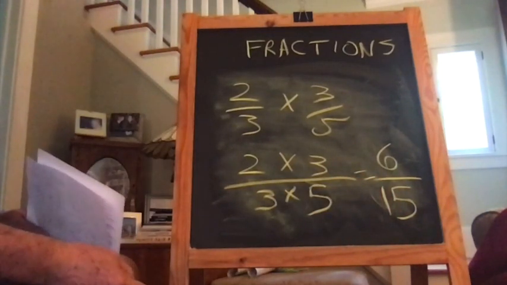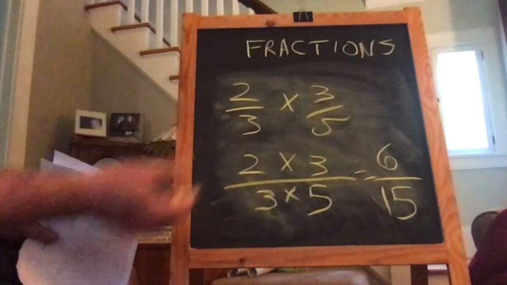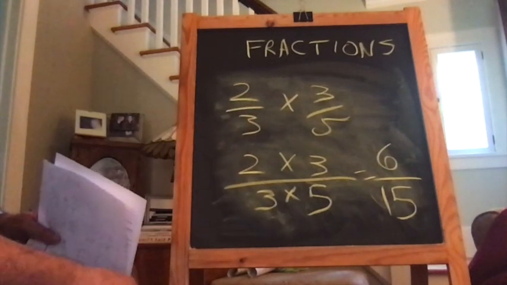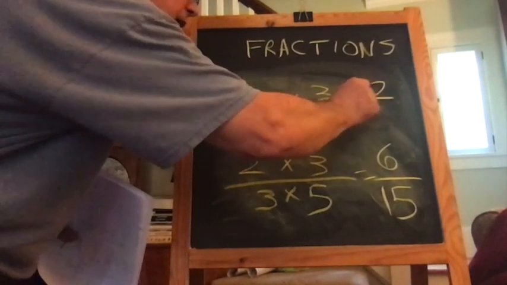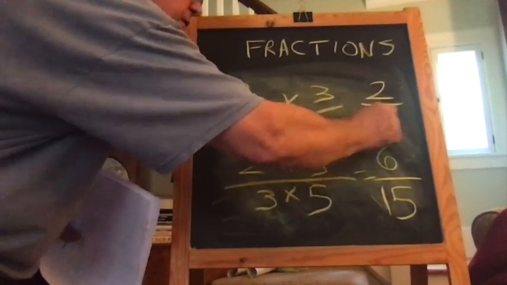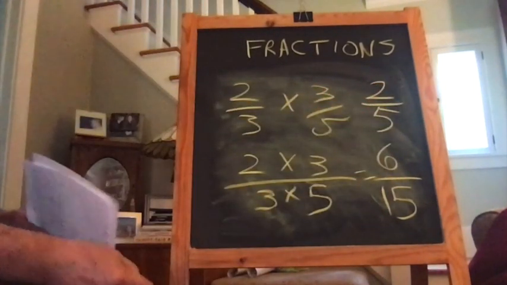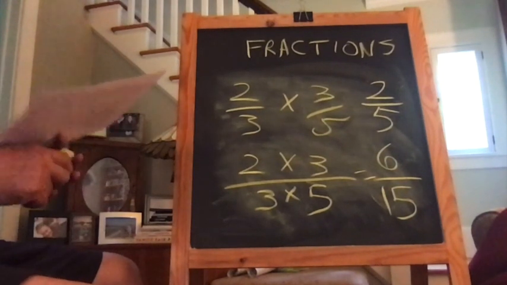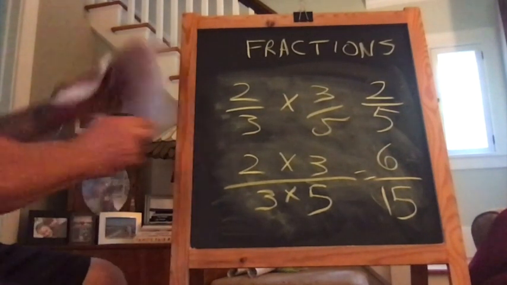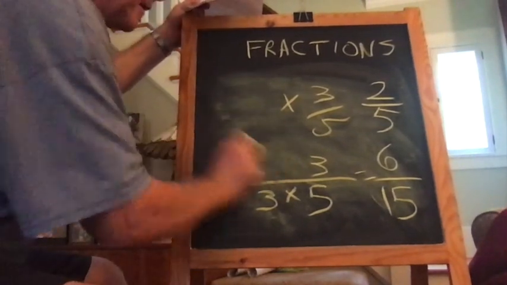6/15, right? And I can reduce that because they're both divisible by what? 3. By 3. So I can write that as 2/5. Everybody understand that? Any questions? Okay, clear? All right, let's do another one.